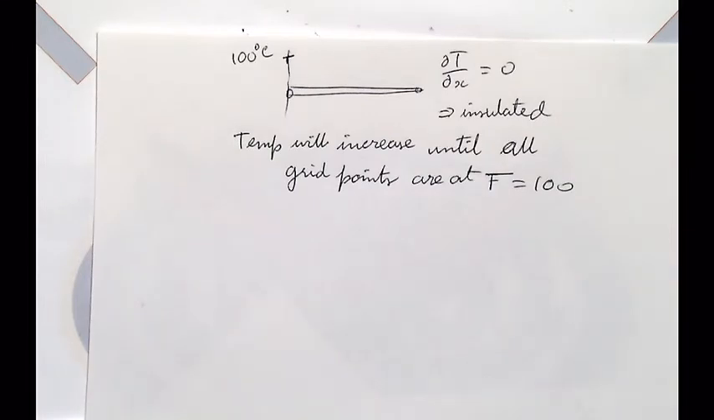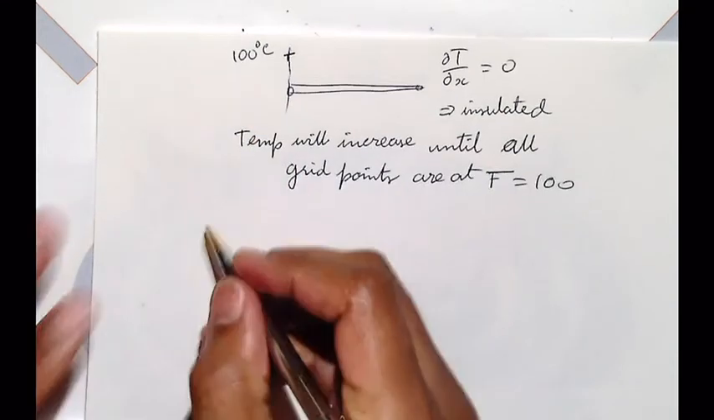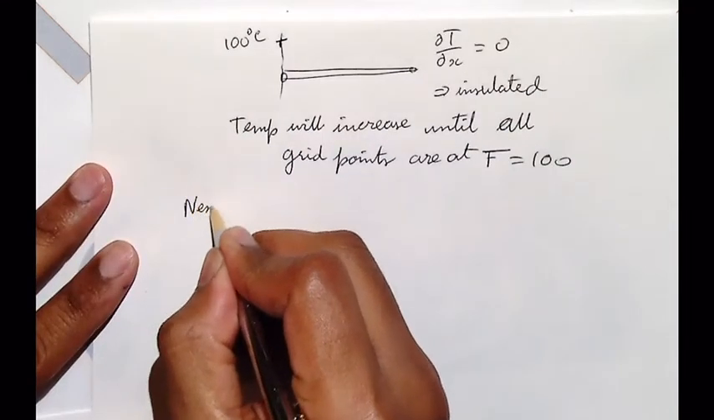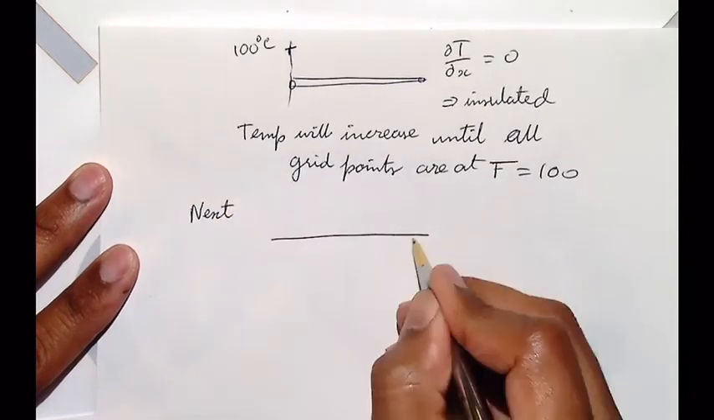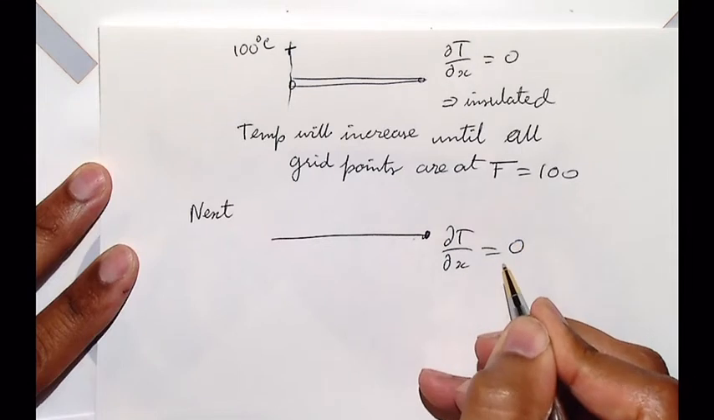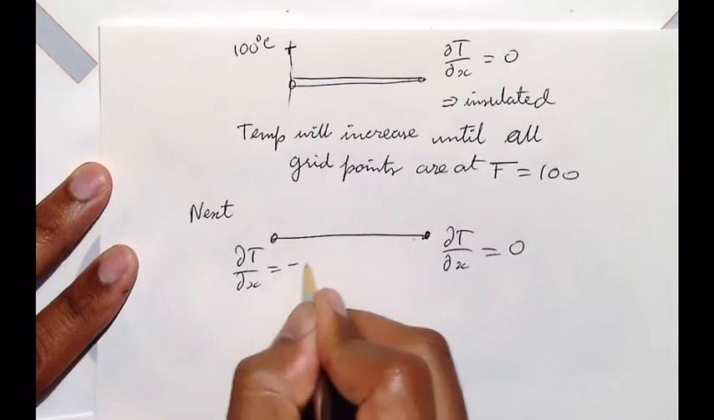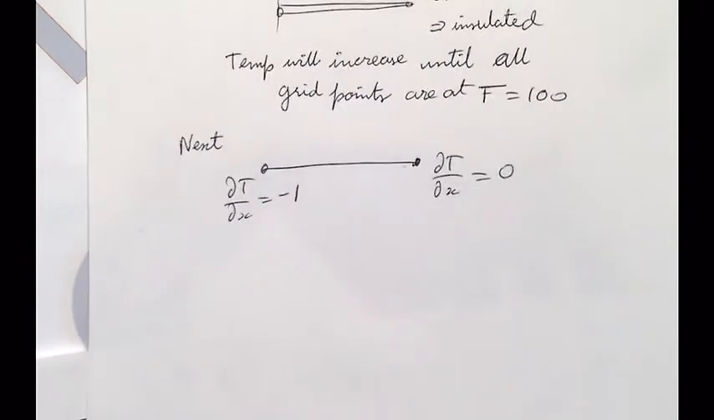But now, if I say here I will insulate it, and on the left side I will say del T by del X is -1. First of all, what does this -1 mean? Del T by del X is 0 on one side, and on the other side, del T by del X is -1. So heat is going out, for example, but the heat is constant in the boundary.